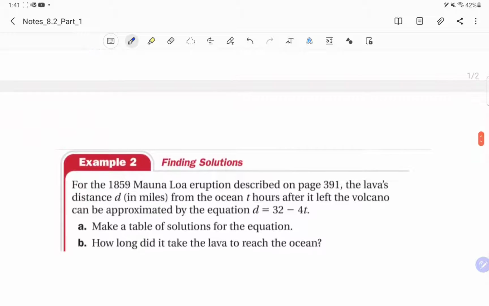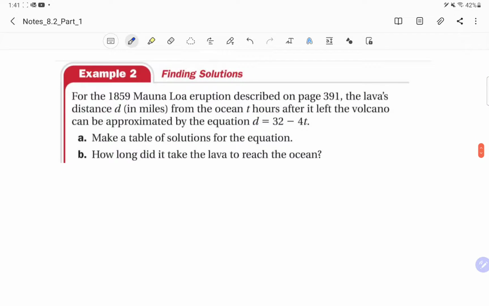So if you scroll down and we look at our last problem here, this is just kind of like a precursor into what's going to be going on next. But let's just read it first. It says, in 1859, Mauna Loa eruption described on page 391, where they just talk about the explosion of this volcano. The lava's distance in miles from the ocean, T hours after it left the volcano, can be approximated by the equation D equals 32 minus 4T. So they're saying this equation will tell you how far the lava is from the ocean.